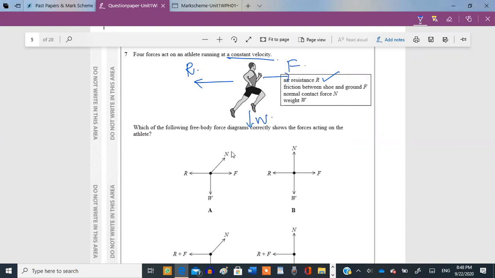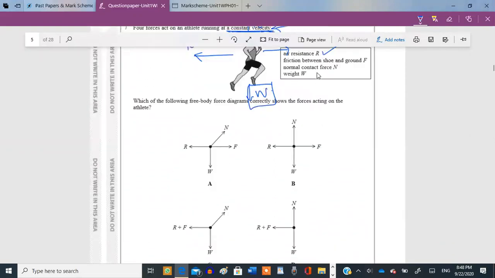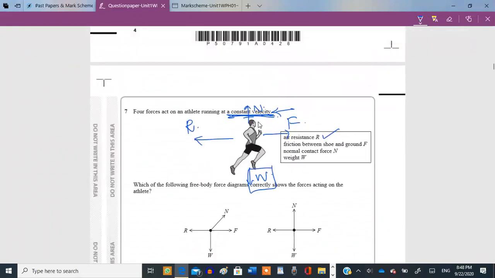And where will the normal reaction force be? Normal reaction force is opposite to the weight, right? Then it's going to be the weight, and listen, he's moving with constant velocity. Bottom left? Is it the bottom left? Let's see, let's check it out. I haven't looked at them yet.